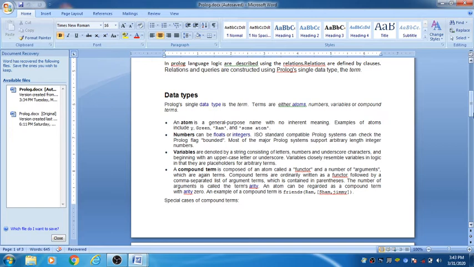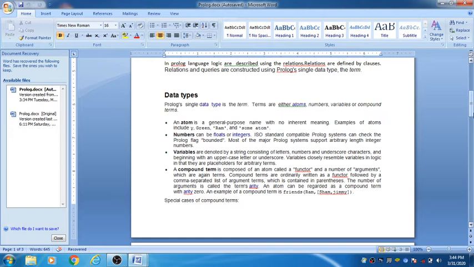Next is variable. It is a string of characters, numbers or underscore. Anything represented in this form is called a variable, where you place some value. A variable is a placeholder where you place some value.